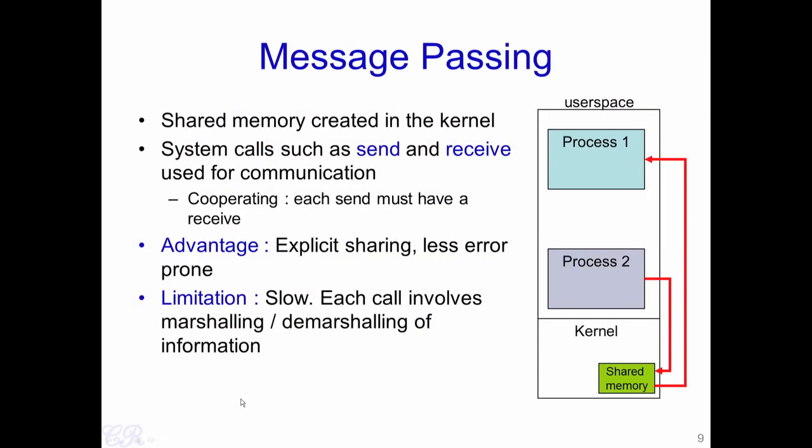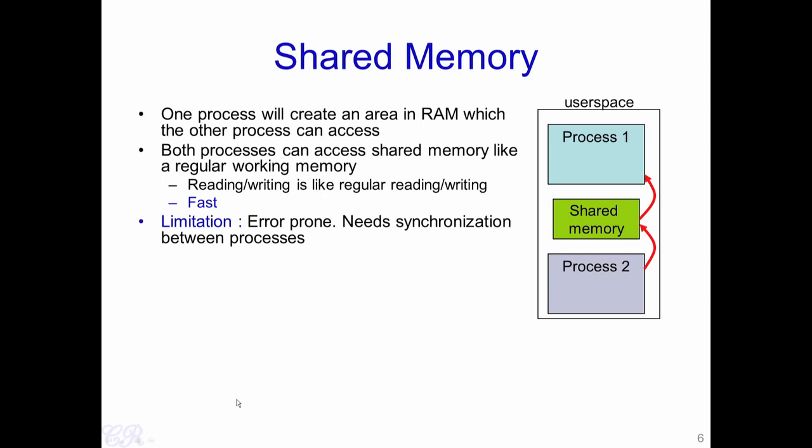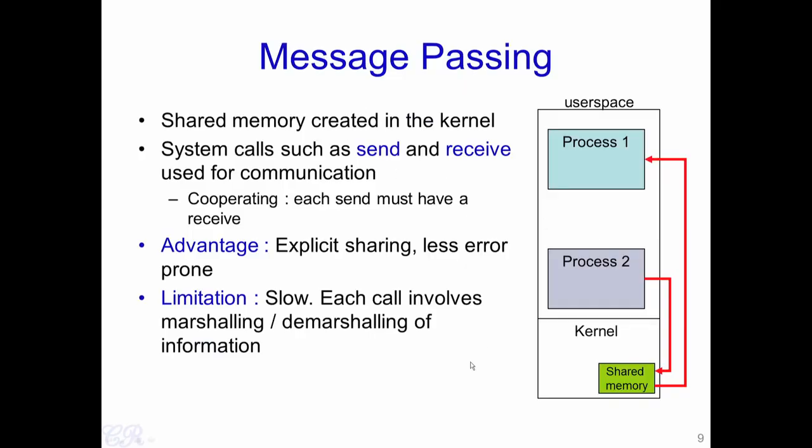Next, we will look at the message passing. Unlike the shared memory that we just saw, where the shared memory is created as part of the user space, in message passing the shared memory is created in the kernel. Essentially, we would then require system calls such as send and receive in order to communicate between the two processes. If process 2 wants to send data to process 1, it will invoke the send system call. So this would then cause the kernel to execute, and it would result in the data written into the shared memory, while when process 1 invokes receive, data from the shared memory would be read by process 1.